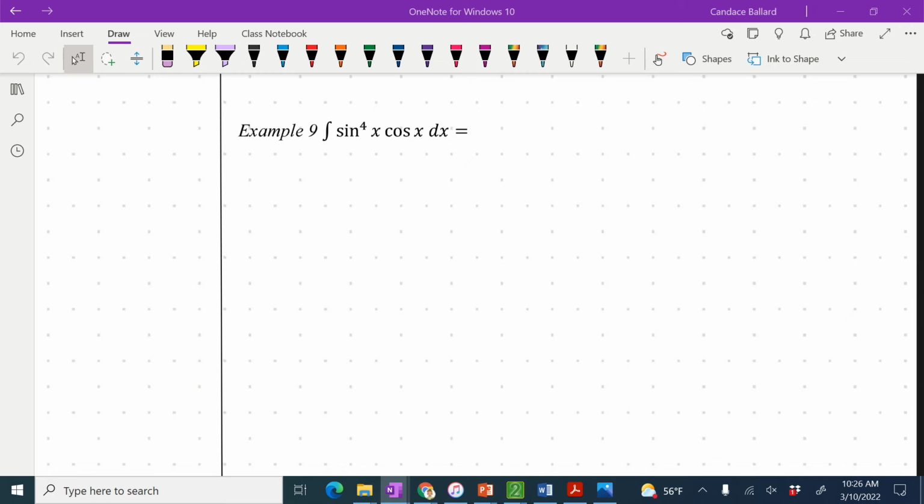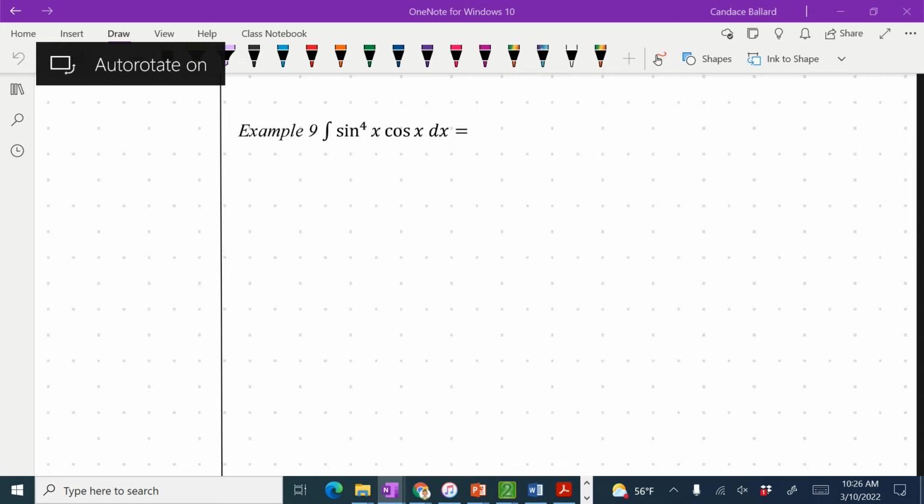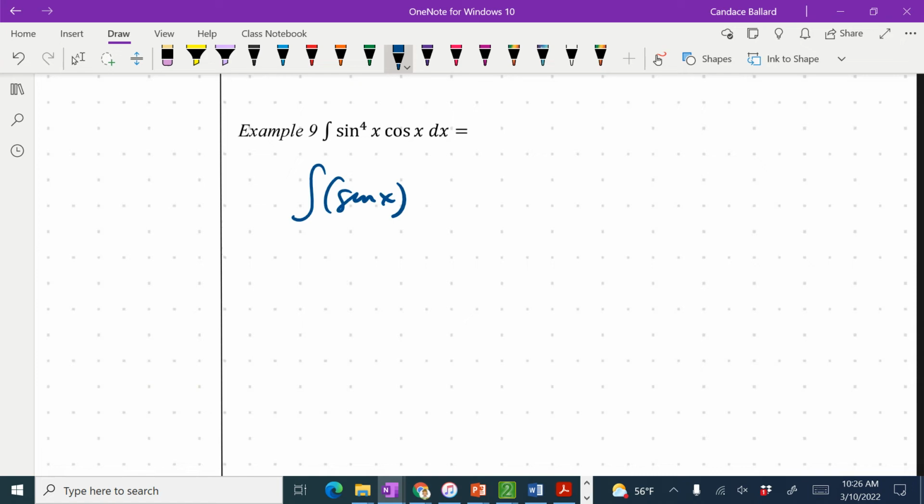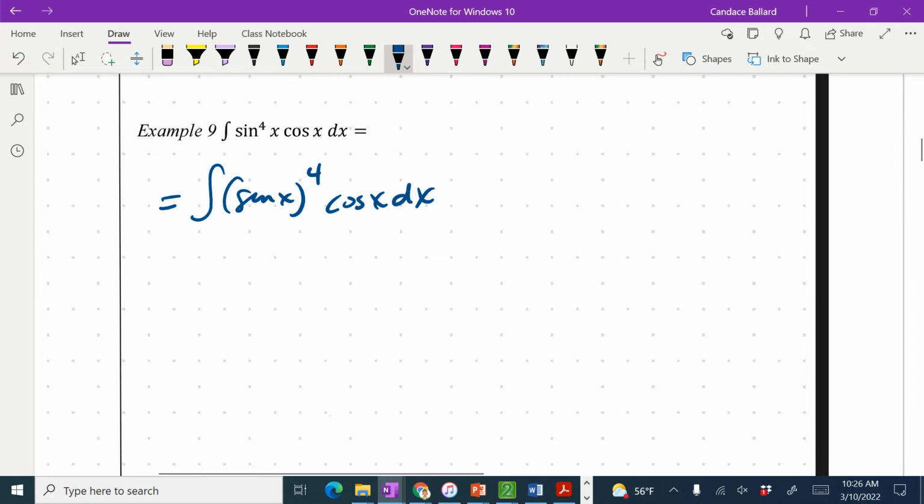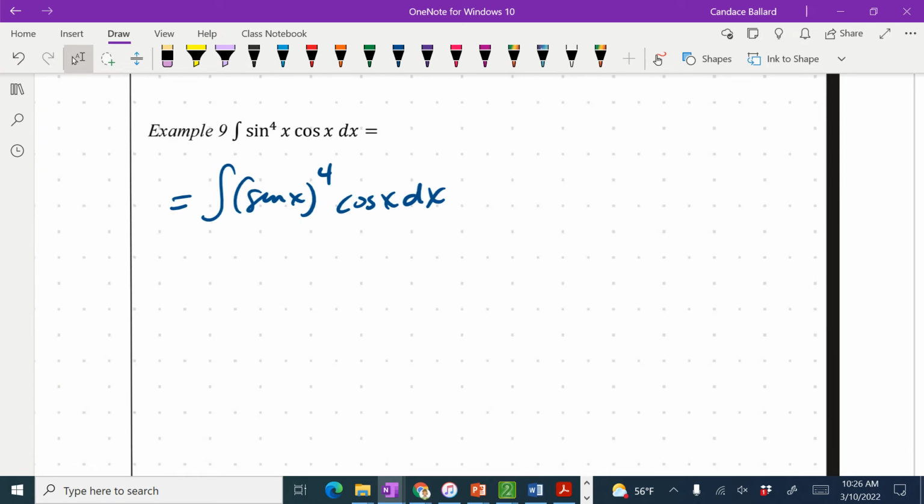Again, when we're doing U substitution, we're always looking for that inside function and the outside function. It's a little bit tougher to see on this one. Okay, so I am going to start by rewriting that. I'm going to rewrite the sine to the fourth power as sine of x to the fourth power, cosine x dx. All right, so now what is the inside function? Sine x. So u is going to be sine x.